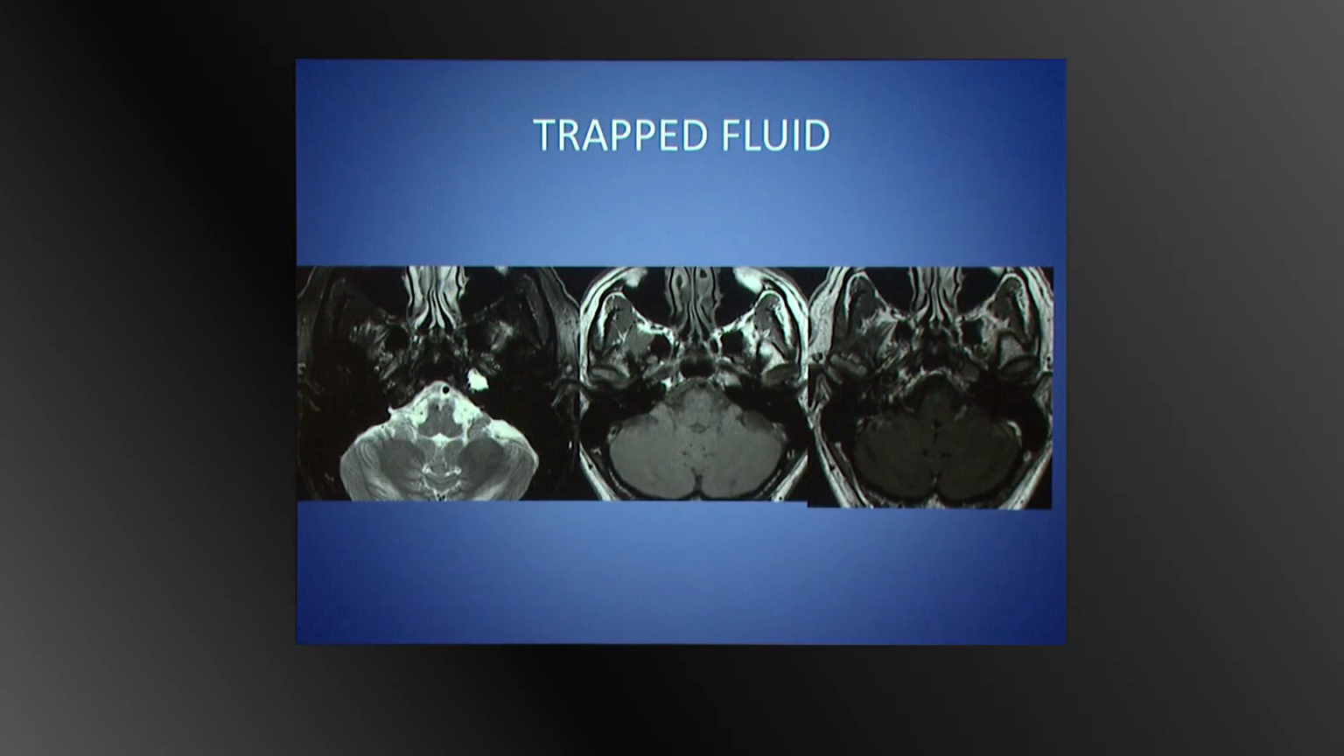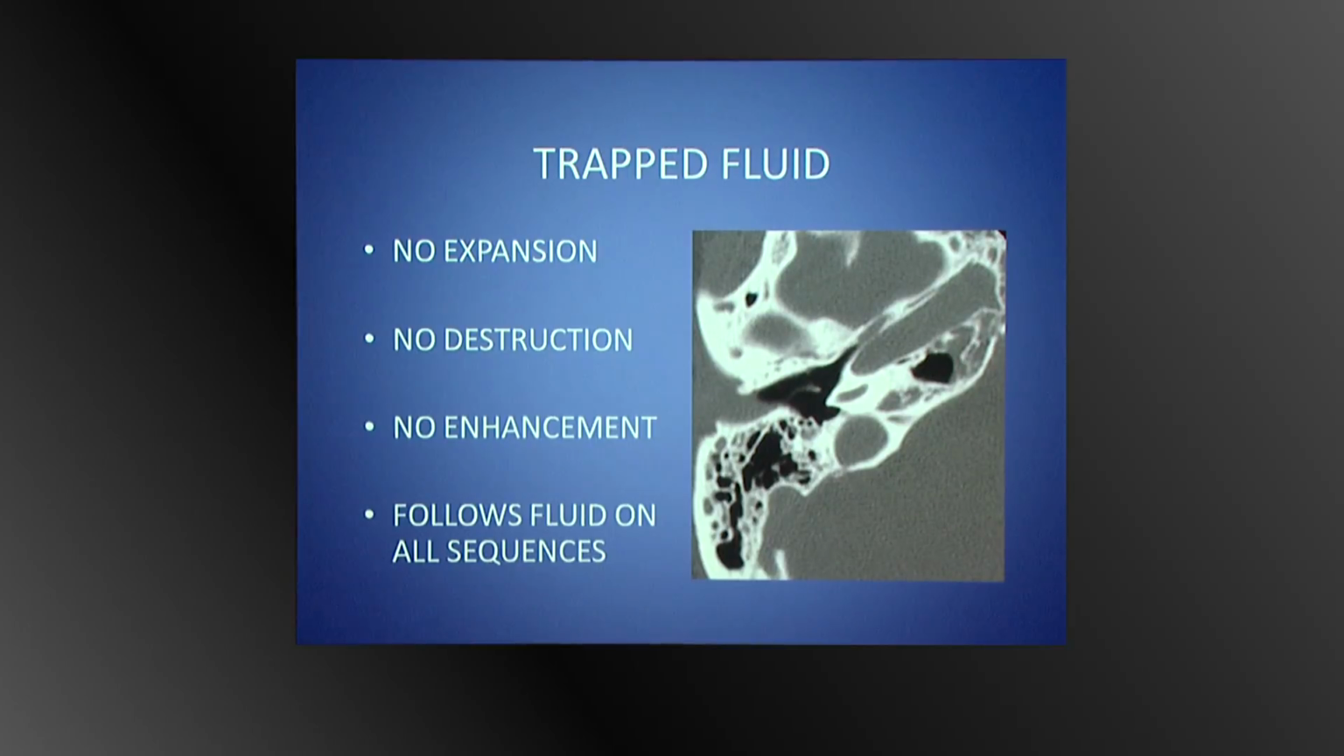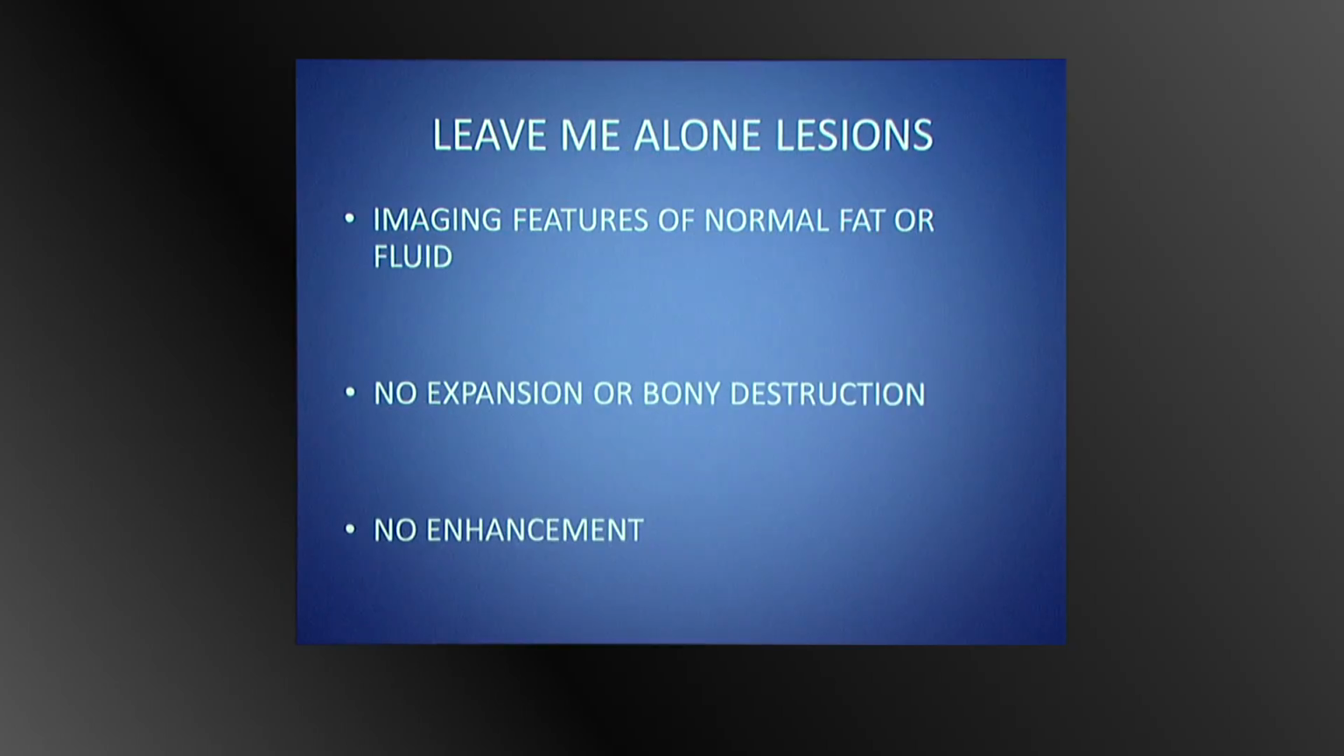And those are really the clues. The MR features can be a little tricky because obviously the protein content can influence the T1 signal. But remember, the T2 will be fluid signal. And the key with all of this is there's no enhancement, but more importantly, no expansion or destruction. And this just highlights how the T1 signal can occasionally be slightly bright. But once again, no expansion, no destruction, no enhancement, and it follows fluid on all sequences.